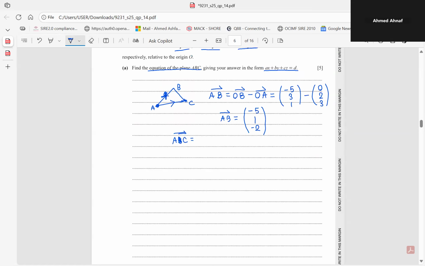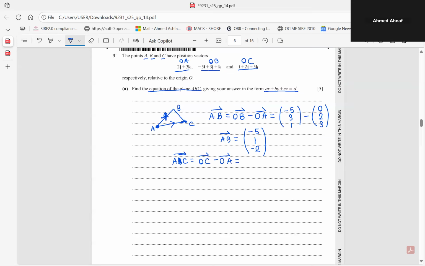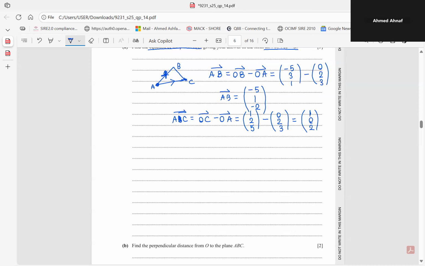Okay, so finding AC, we get OC minus OA. So OC is 1, 2, 5 minus OA, that is 0, 2, 3. So this would give you 1, 0, 2. Okay, now we can find the normal vector to the plane. To do that, you just take the vector product of the two direction vectors we found. So it's just AB times AC.